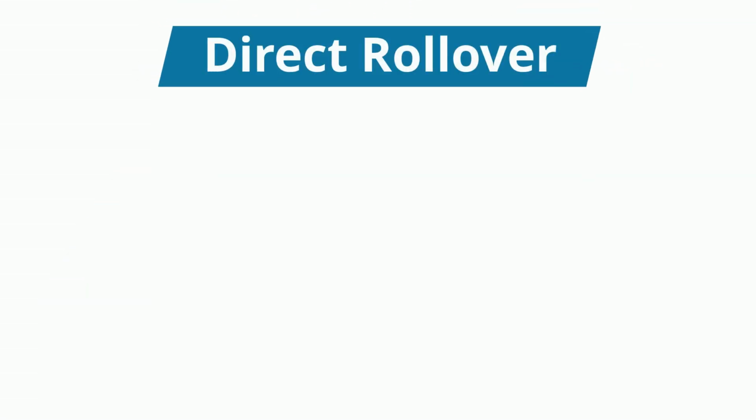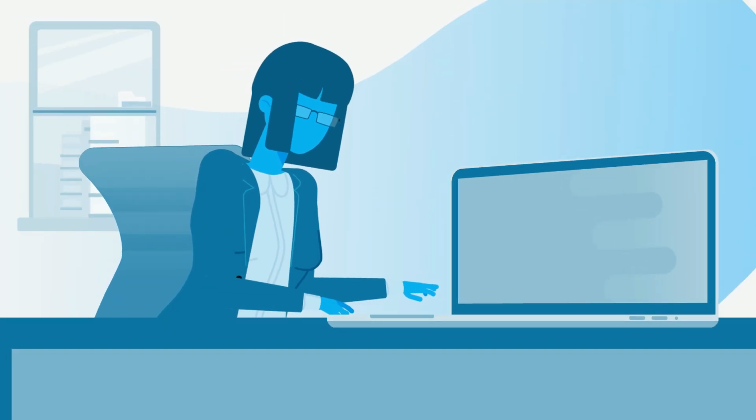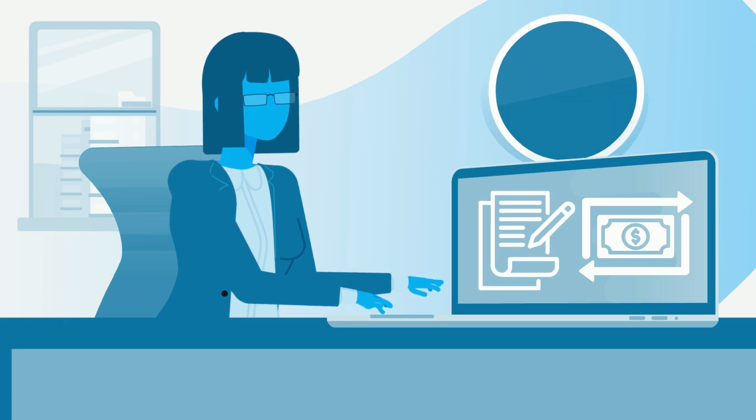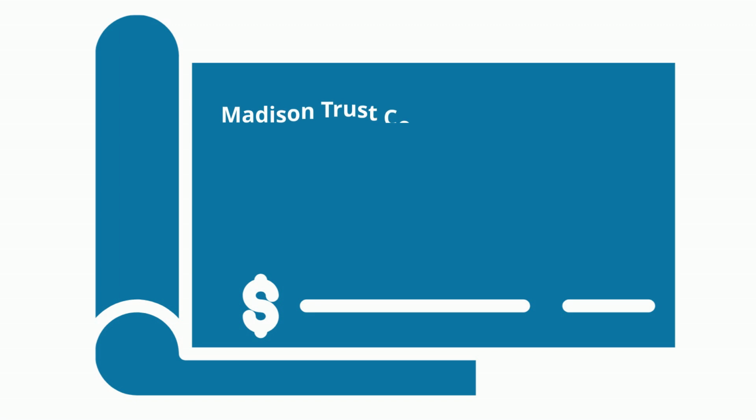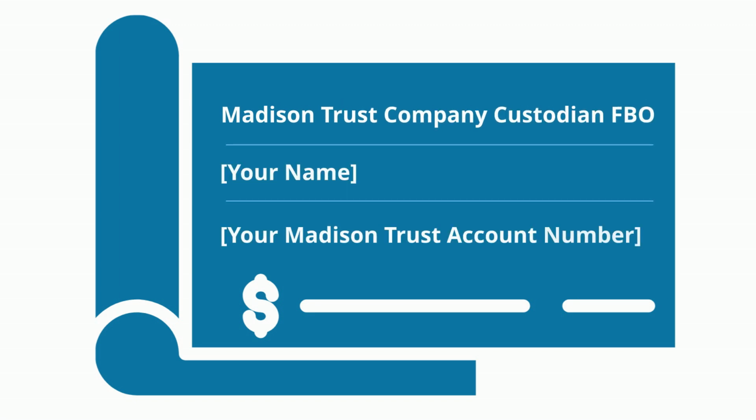A direct rollover means funds are sent straight from your qualified plan to your self-directed IRA. To complete this, you'll coordinate with your current plan administrator and complete their rollover paperwork. They'll typically issue a check payable to Madison Trust Company Custodian FBO, your name, your Madison Trust account number.